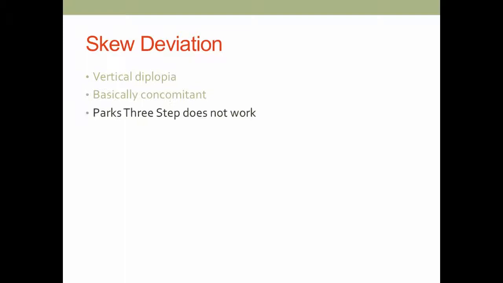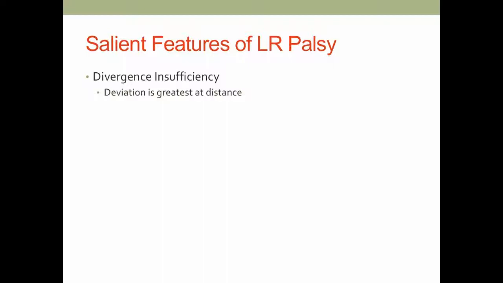We talked about the skew deviation previously. They're basically concomitant. Key, Parkes three-step will not work. Must have a neurological evaluation. Sixth nerve palsy. Not uncommon. I see a number of these. Almost always, they're ischemic in nature.